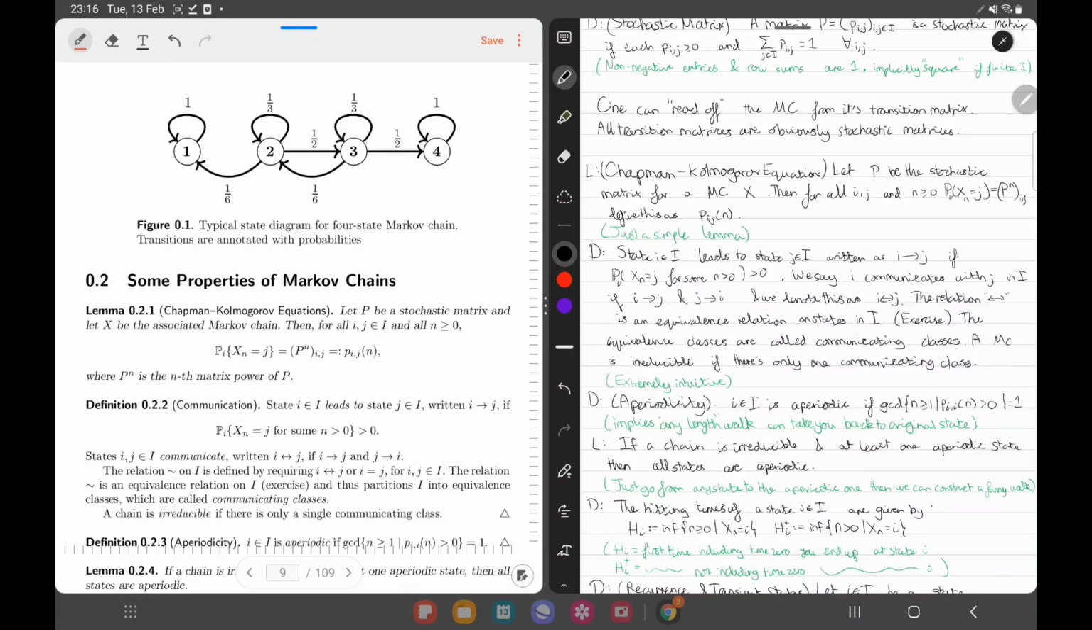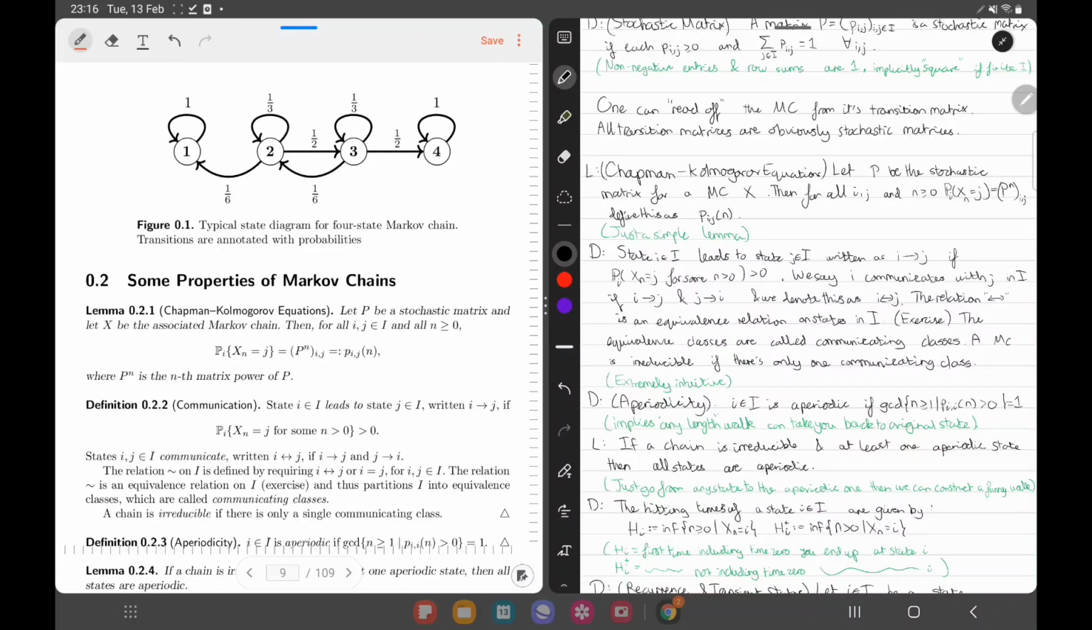3 talks to 3, so 3 communicates with 3. You could also say 3 talks to 2, 2 talks to 3, and therefore 3 communicates with 3, but it's just easier wrapping around this. 3 talks to 4, 4 talks only to 4, so 4 is its own bunch of things that it communicates with. In fact, these bunches that only communicate with each other, we call them communicating classes.